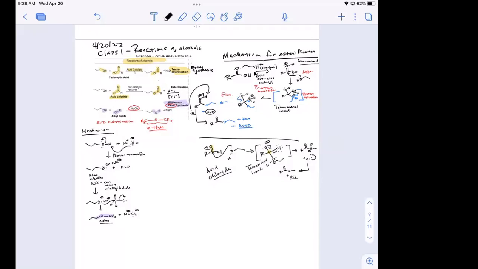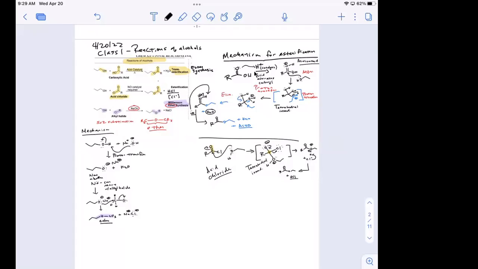And ethers are very important functional groups in the area of total synthesis when you're making large molecules, especially a lot of your macrolides and a lot of your natural products that have biological properties. They have a lot of ether linkages in them.